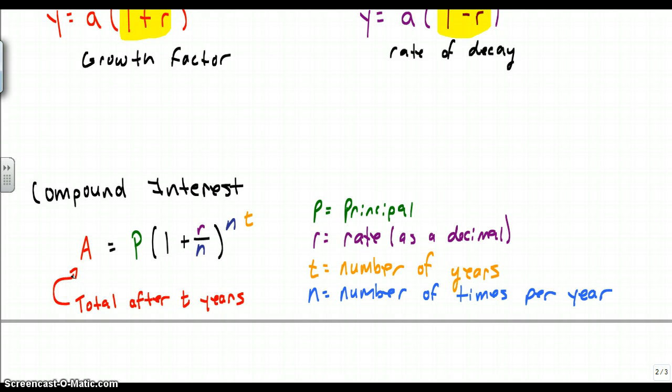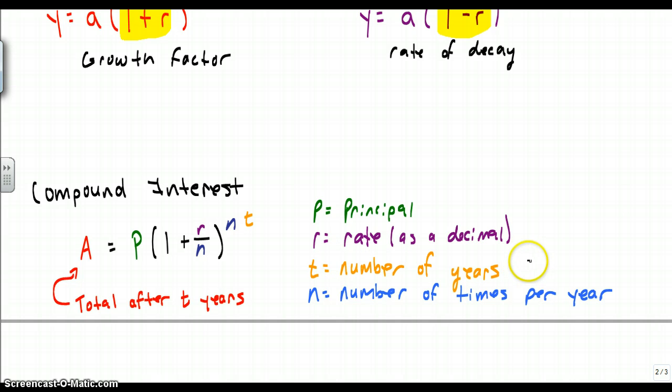A is the amount after so many years. P is the principal. That's how much you start with. That could be how much your loan is. That could be, if you're putting money in the bank, how much you initially put in the bank. And then 1 is just part of your formula. Your r is your rate, your interest rate, which is usually expressed as a decimal. n is the number of times per year that you take interest. And t is the number of years. And this is just your formula for compound interest.